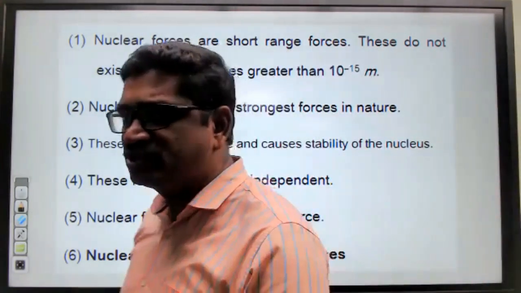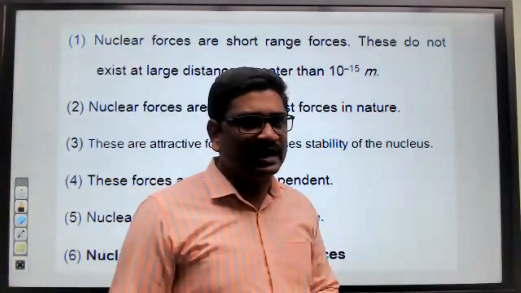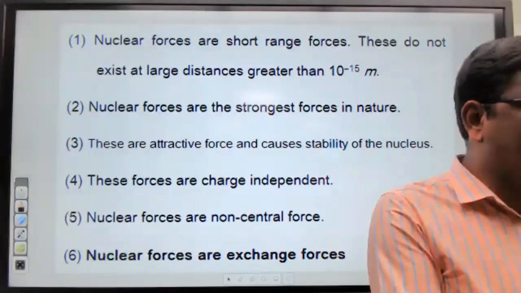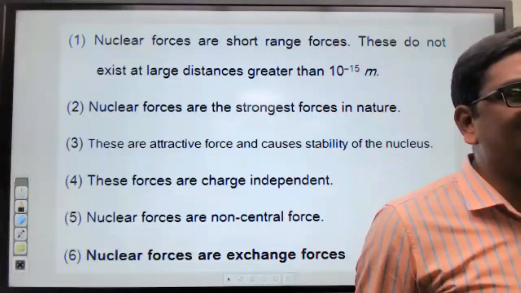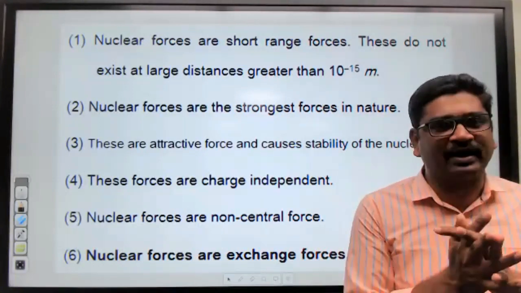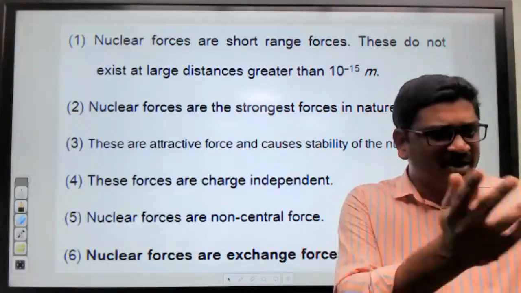Nucleus charge: is it positive, negative, or neutral? The nucleus is positively charged. The entire positive charge is concentrated at the center of the atom, that is called the nucleus. So the nucleus is nothing but a positively charged one.